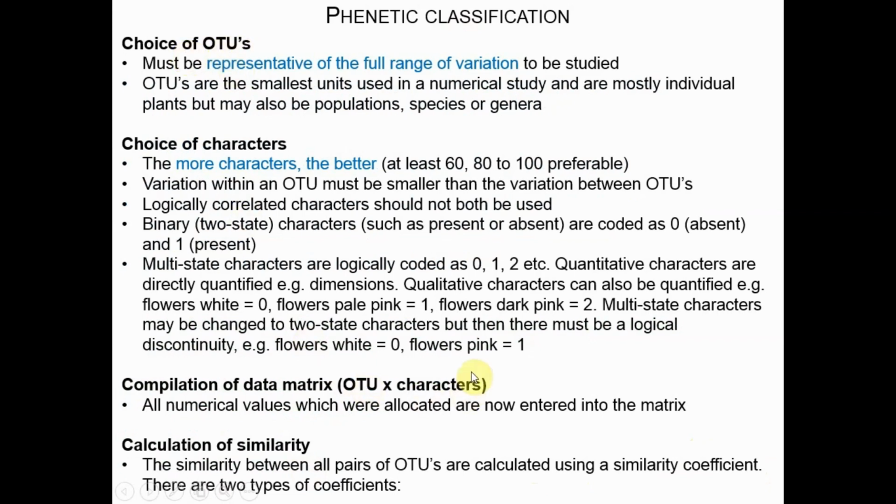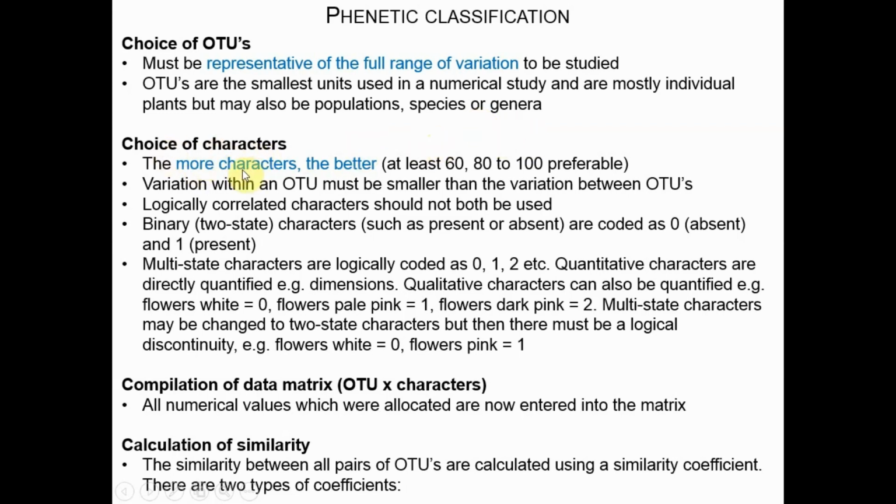So there are just some guidelines. The choice of OTUs must be representative, obviously, of the full range of variation to be studied. So we often look at several populations per species in order to polarize the characters and decide on the characters. OTUs are the smallest units in a numerical study, and they are mostly individual plants, but can also be populations, species, or genera.